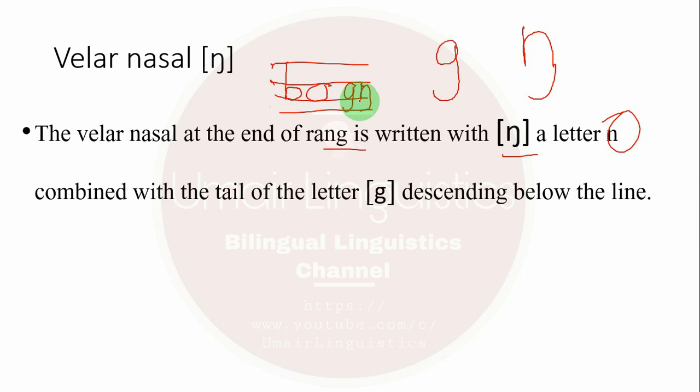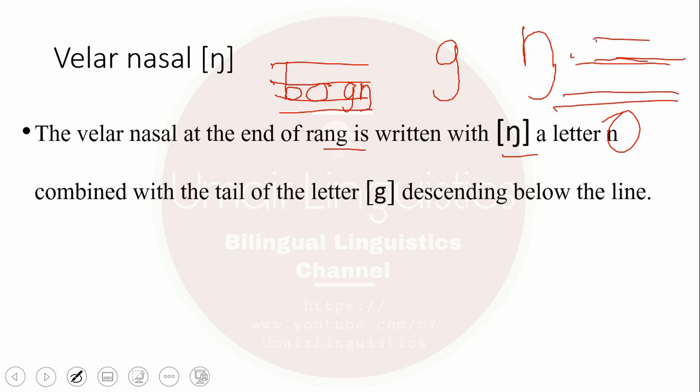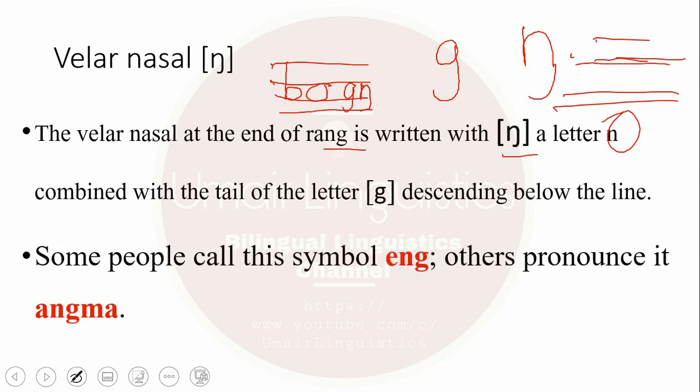But usually we write on pages, and usually we have blank pages, or pages which have only single lines. It also means that some people call this symbol ang, and others pronounce it as angma.